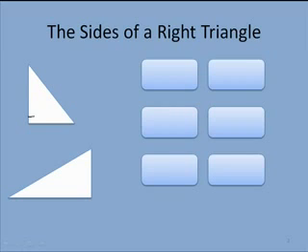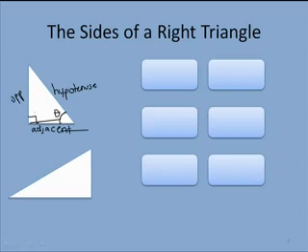If we have a right triangle, so this is our right triangle, and we choose an angle on that right triangle that we call theta, there are three sides relative to that angle. The opposite side, because it's opposite theta, our hypotenuse, and our side adjacent to theta.